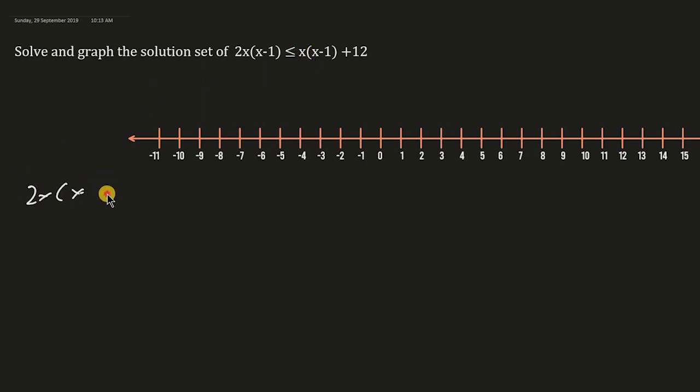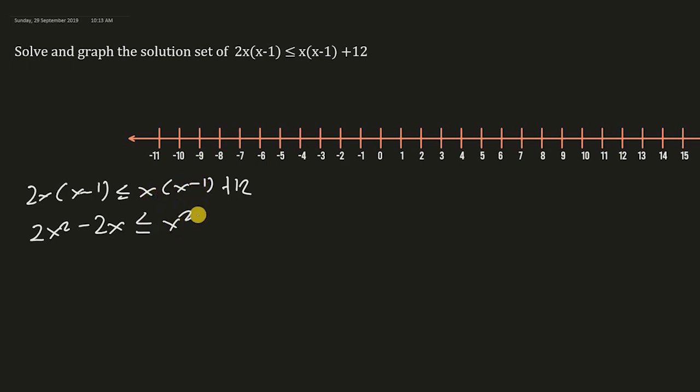2x, that's 2x times x minus 1, less than or equal to x times x minus 1 plus 12. Simplify natin yan lahat. 2x times x is 2x squared. 2x times negative 1 is negative 2x, less than or equal to x times x is x squared.